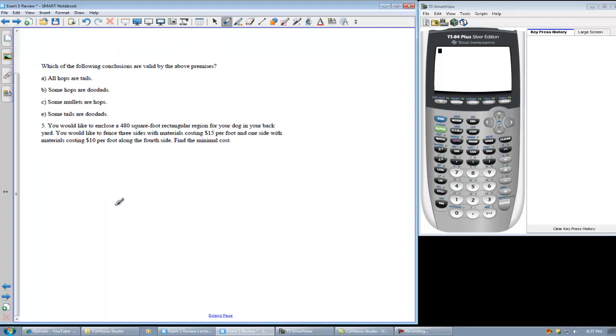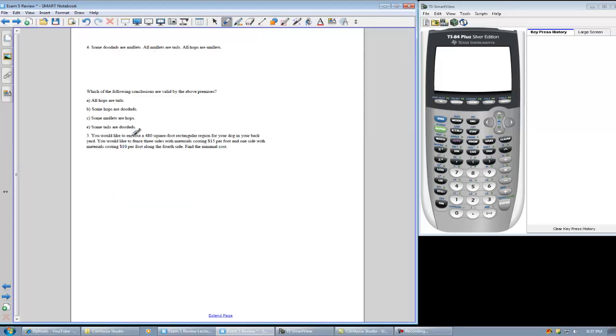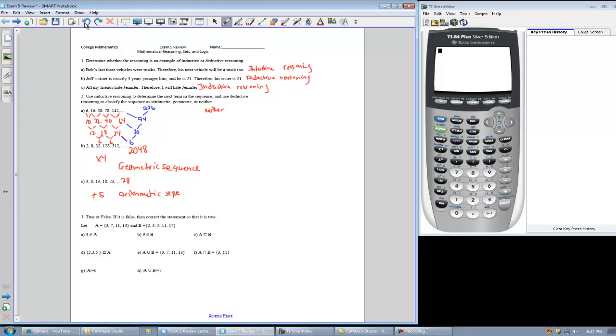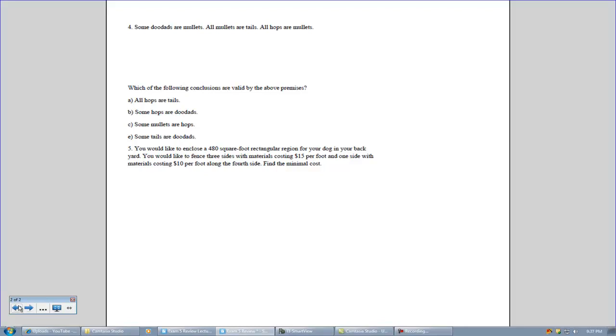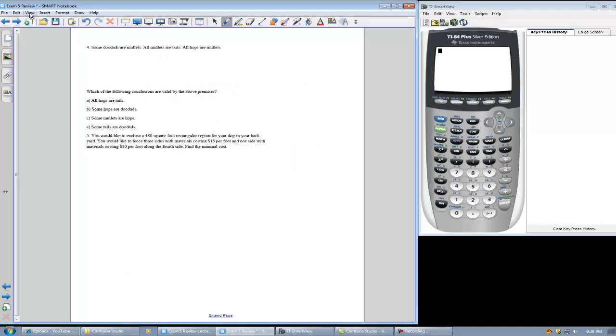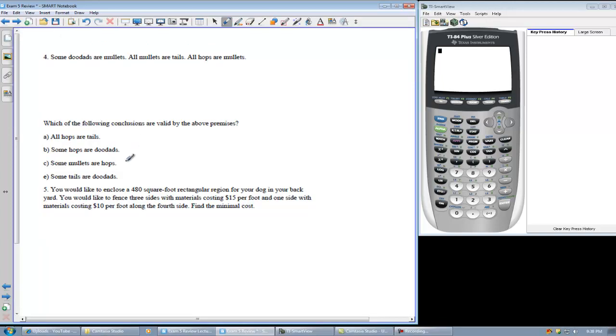Okay, so on number 5, let's see if we can't make this a little bit bigger. Well, that's not bigger. Okay. It's a little bit bigger. Well, that's not what I want either. All right. About to give up here. Now, here's Zoom. Let's go to 150. All right. Let's just keep it here.